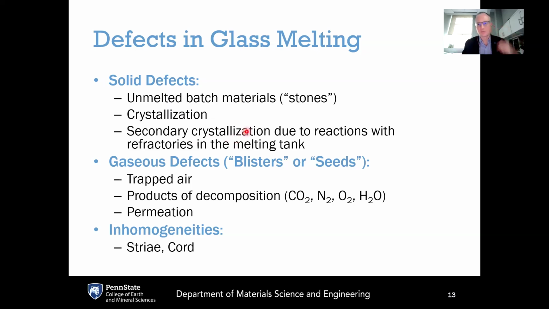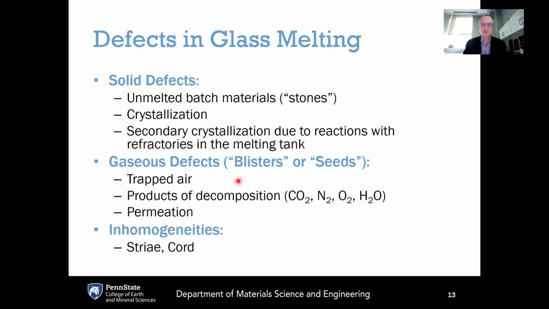So you can see it's really important to diagnose where the defect is coming from, because the resolution can be the opposite. If it's an unmelted batch material, you'd want to increase the temperature. But if it's secondary crystallization, you'd probably want to decrease the temperature. Anyway, it's important to diagnose the problem so you can figure out the appropriate path for getting rid of those defects. The next type of defect are gaseous defects.